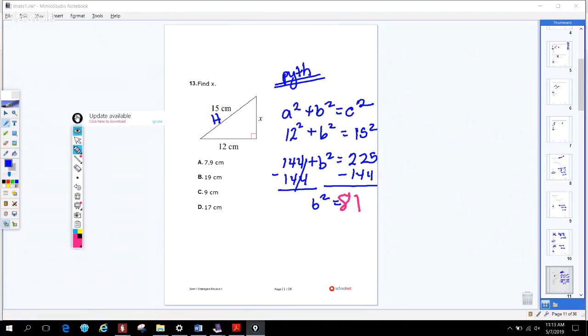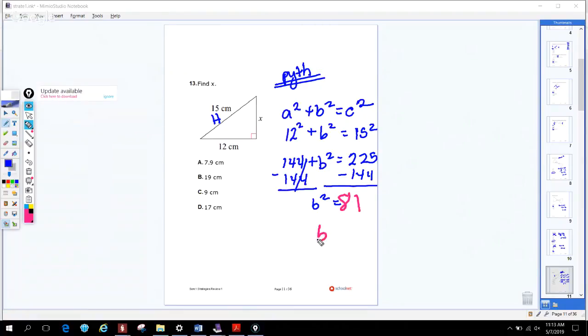81. And then when you take the square root of 81, we get 9. So it's C. I'm going to just move on.